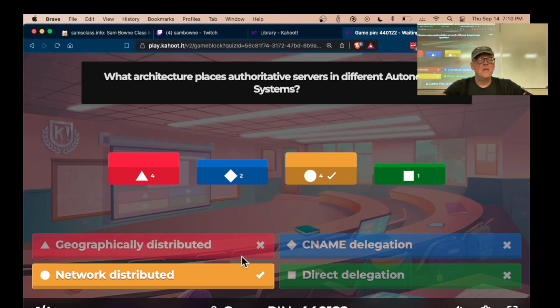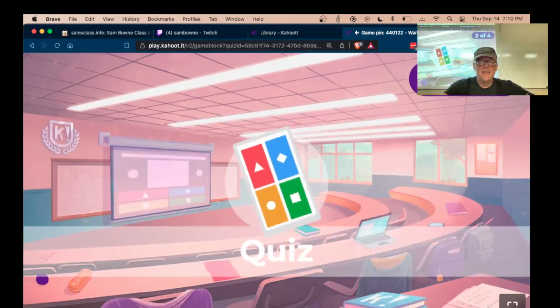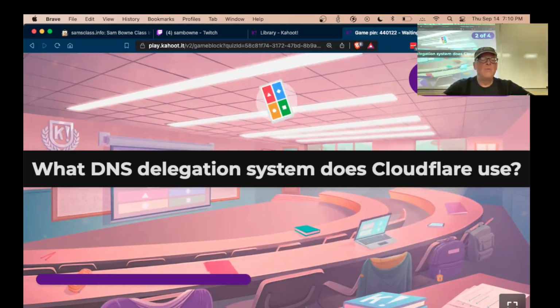That's network distributed, which means even if one whole company goes down, the other company will still be up and so they'll still have service. That's the idea. All right, so what delegation system does Cloudflare use?